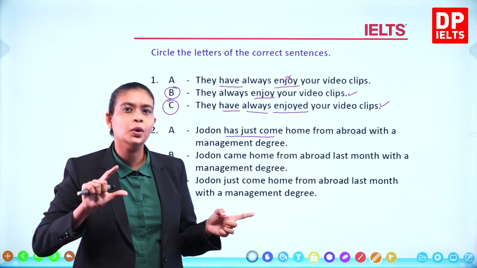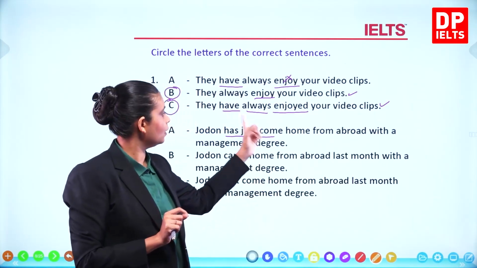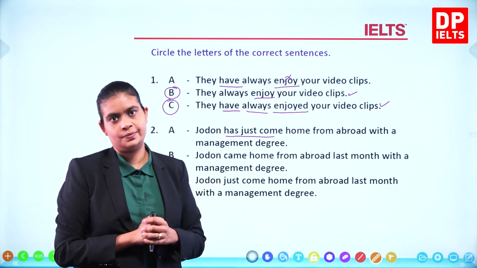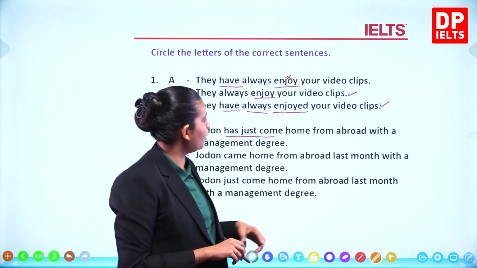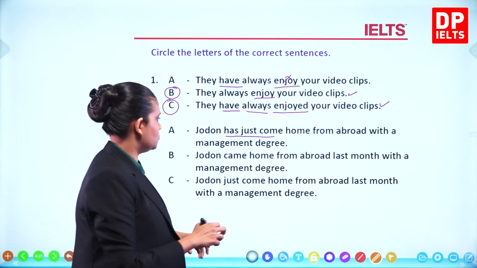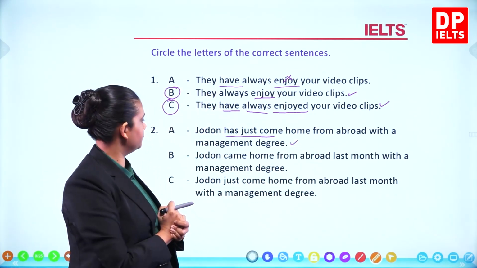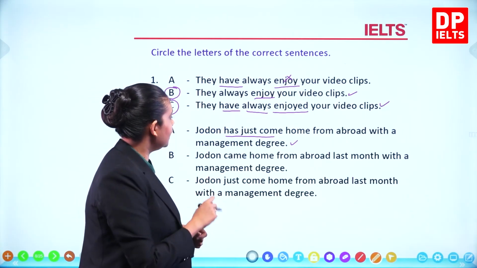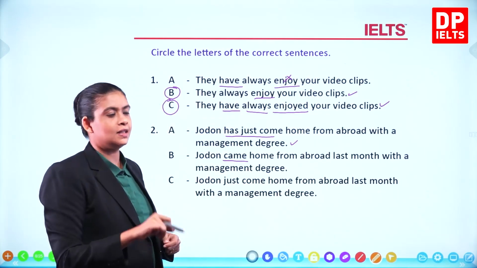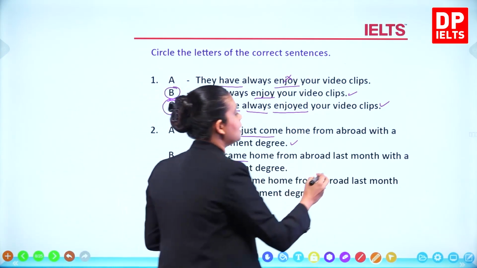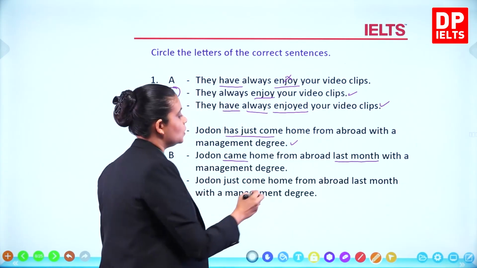So there are a few differences from the normal rule. Okay. "Come" is one of those rules. So, "Jordan has come home from abroad with a management degree." Fine, because there is no specific time frame. "Jordan came home." Now here we use the simple past tense. Why? Because the time frame is here, last month. And that is also correct.